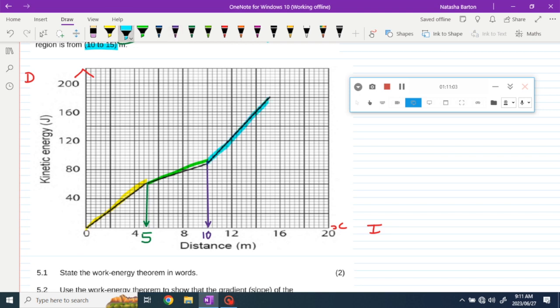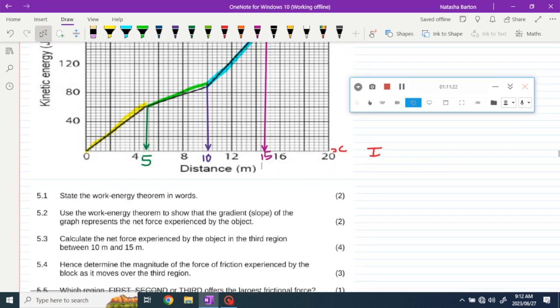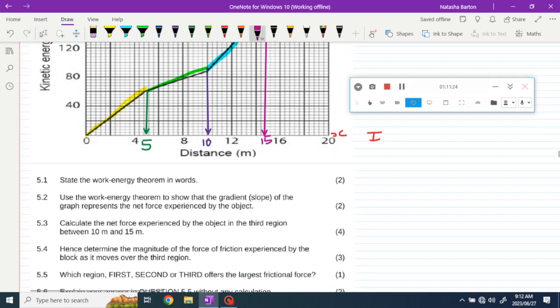And then lastly, we have this one. Where should this one end? 15. They told us the third region ends at 15. So those are the data points on the x-axis. I fill that in because I'm trying to make my life easier as we get to the other problems. Okay. They said state the work energy theorem.